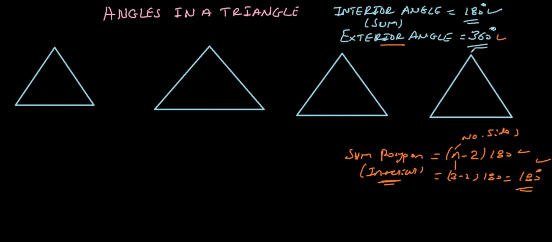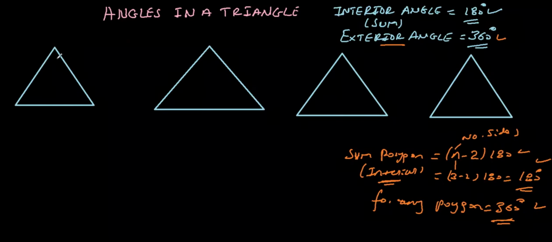For exterior angles, the sum will be 360 degrees for any polygon. It includes triangles, quadrilaterals, pentagons, any polygon. The sum of exterior angles will be 360.